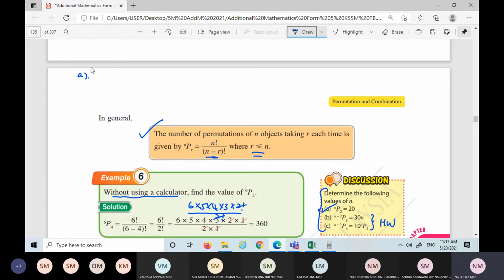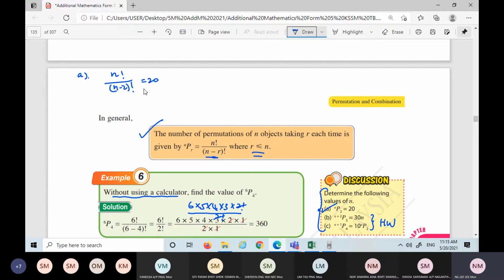Determine the following value of n. So nP2. We follow this formula, nP2. So n factorial over n minus 2 factorial, then equals to 20.